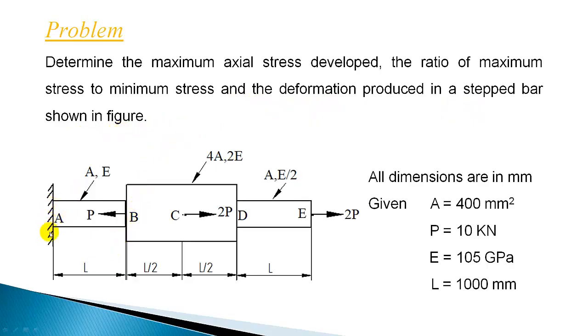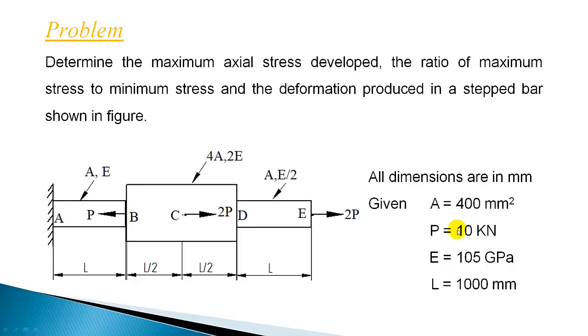Here we have a stepped bar fixed at the left end, and it consists of three uniform cross sections. The first section has cross-sectional area A and Young's modulus E. The second section has cross-sectional area 4A and Young's modulus 2E. And the third portion D has cross-sectional area A and Young's modulus E by 2.